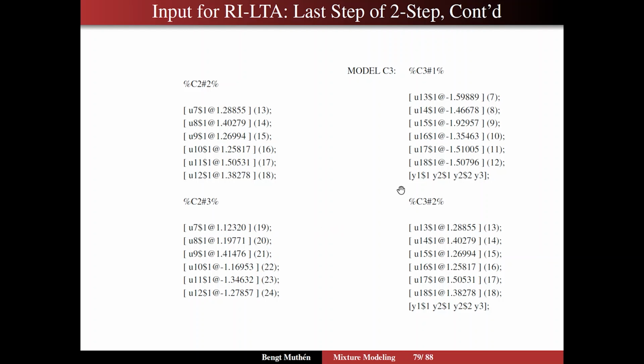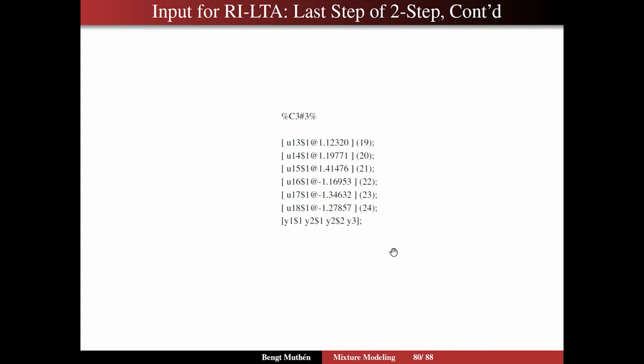And here for model C3, you see the distal outcomes coming into the picture, the thresholds and the mean for the Y1, Y2, and Y3, and continuing to slide 80 for the last class of C3.